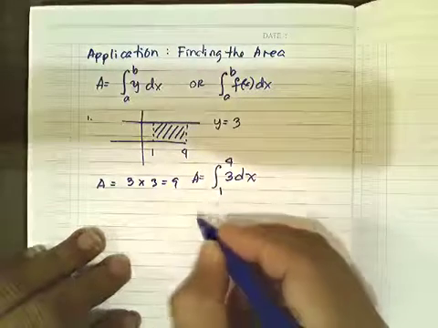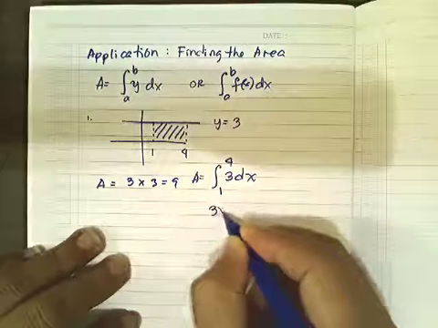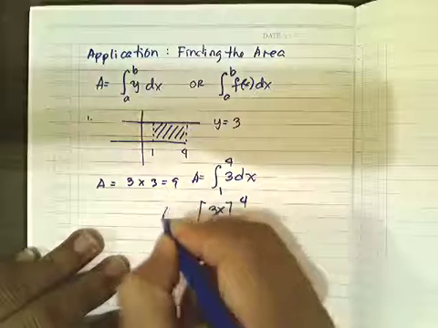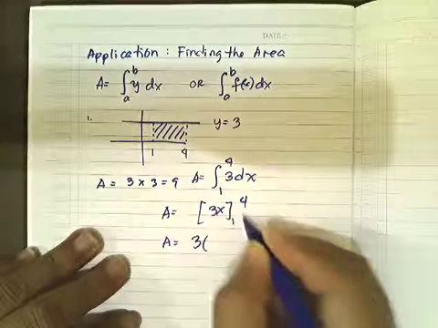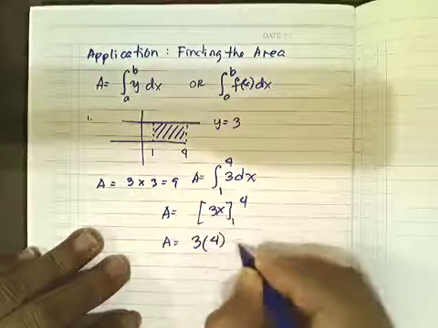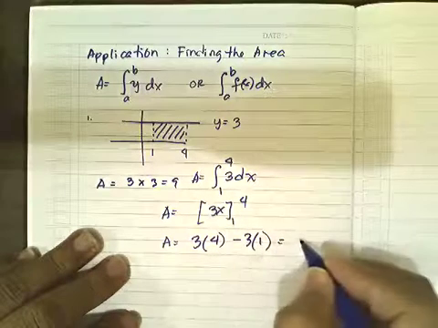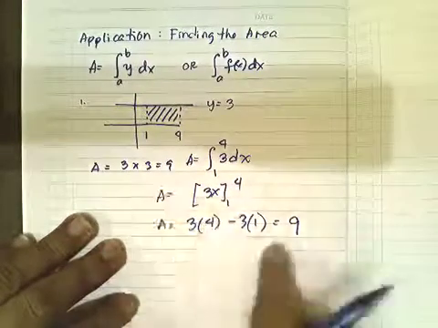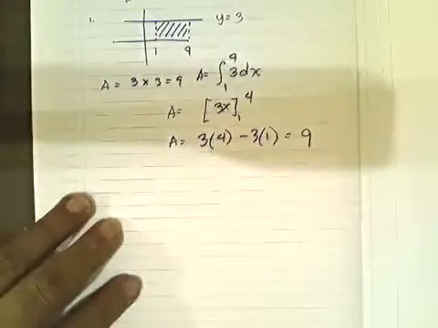So you have there the integral of 3 is 3x from 1 to 4. So that is now the area. So the area now is equal to 3 times 4, you plug it in, minus 3 times 1, which is equal to 12 minus 3, which is equal to 9. So therefore, the formula really works in finding the area.